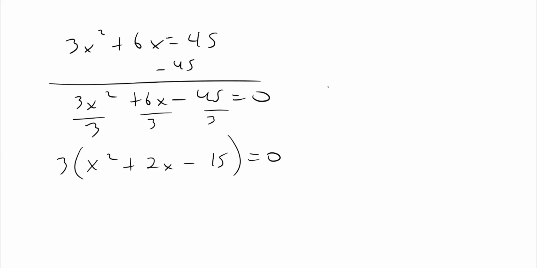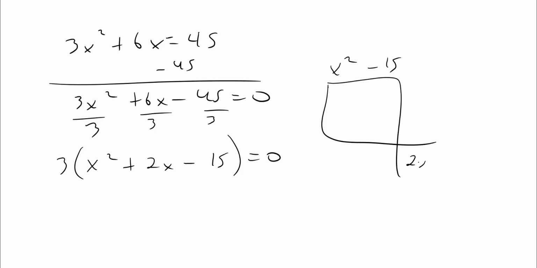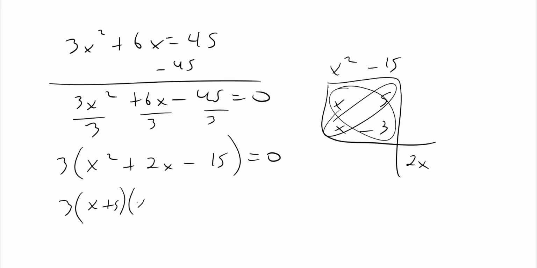Now I'm going to factor that with a factor box. So x squared, negative 15, 2x. So x, and that's going to be 5 and negative 3. So x plus 5, x minus 3. So it factors to 3, x plus 5, x minus 3. So you guys should recognize that I can factor it, or it's already factored.